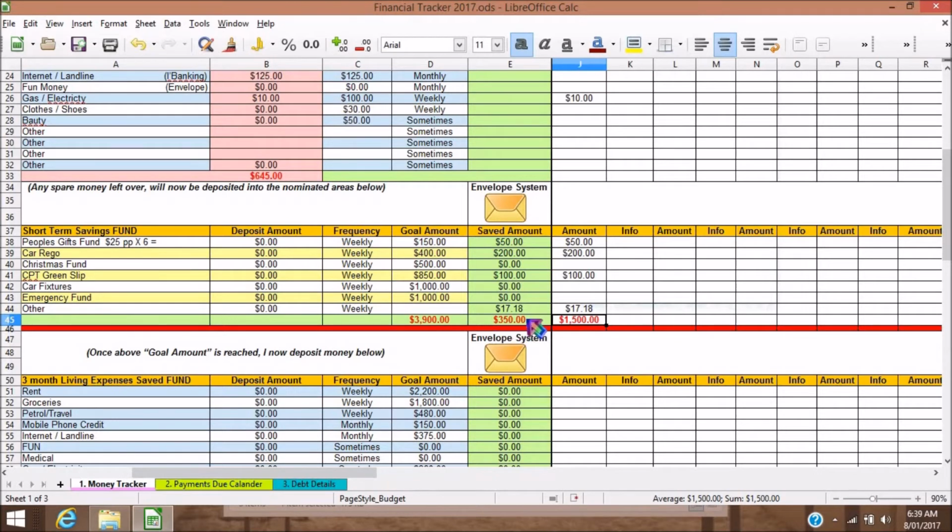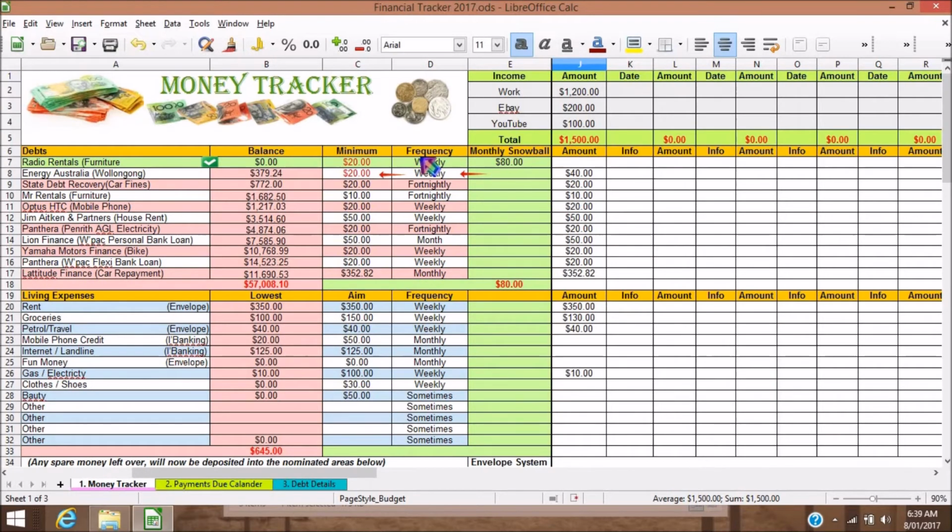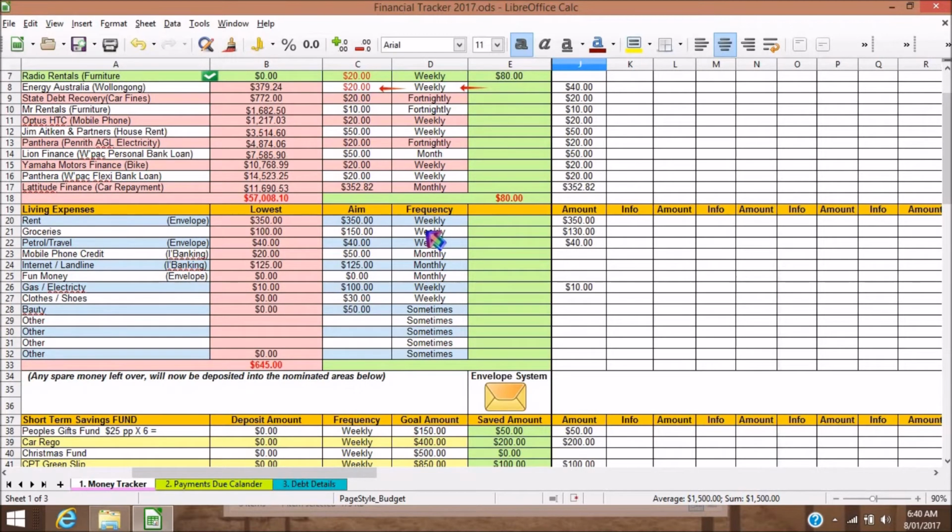I've deposited $350 into my short-term savings fund, things that are coming up this year. I've taken care of all of my living expenses that I need to take care of this week, and I've taken care of all my debts that I need to take care of this week. So that's my money spent. Most of these debt ones come out of my bank account automatically. I think the only one I've got to physically go to my internet banking and do is my car repayment. And my living expenses is cash in my hand, so that'll go into my envelope system.